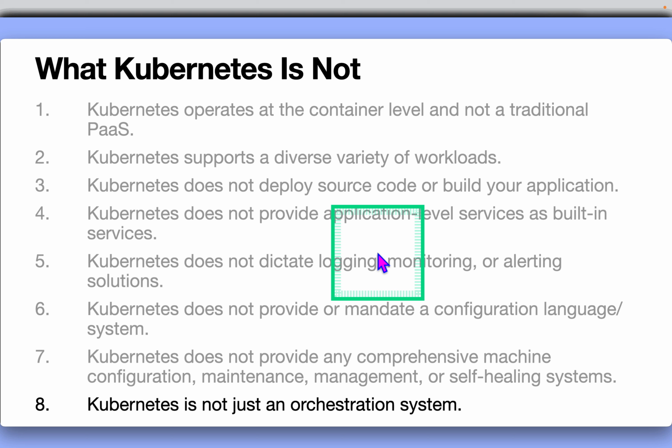Kubernetes is not just an orchestration system. It consists of independent, composable control processes that continually drive the current state towards the desired state, making it easier to use and a more robust, resilient, extensible system and solution.